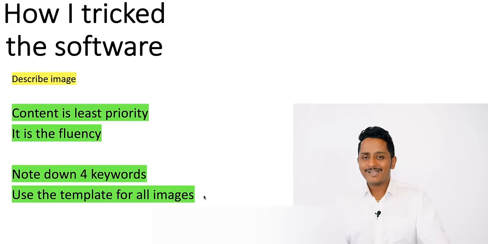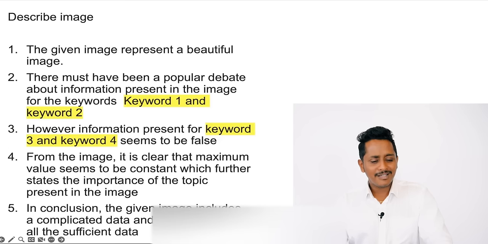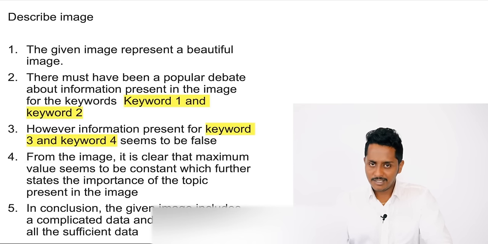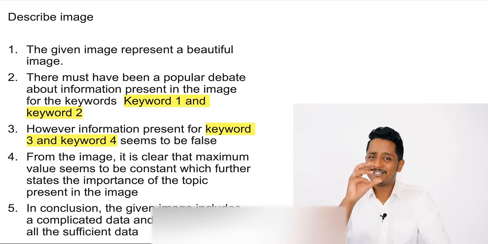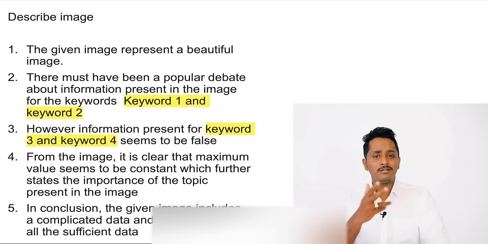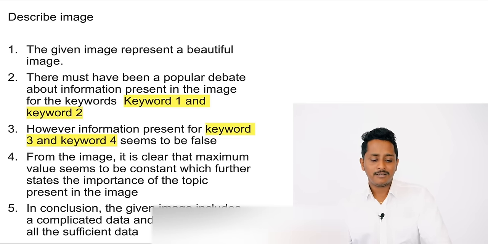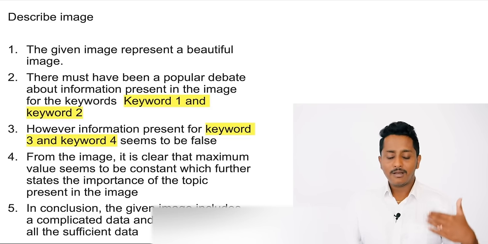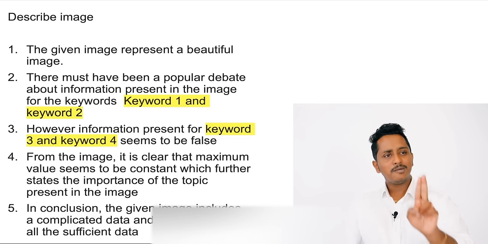You need to give just 4 keywords, note them down. The given image represents a beautiful image. There must have been a popular debate about the information present in the image for the keywords. Let's say the keyword is man with a height of 5.7 centimeter, woman with a height of 6 centimeter or something of that sort. Then you can present the information in the image for the keywords, 5 centimeter for men and 6 centimeter for women. However, for one more keyword, just write it down.